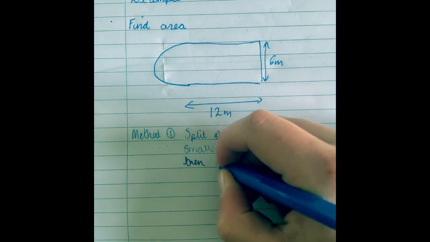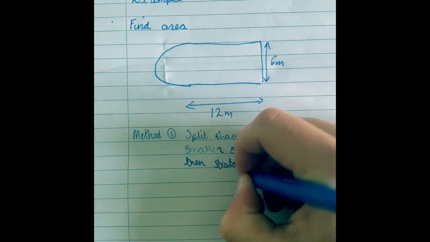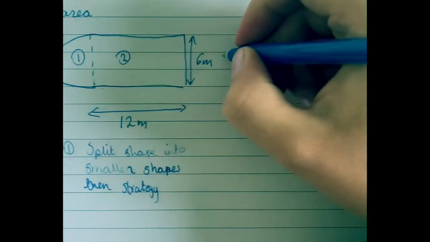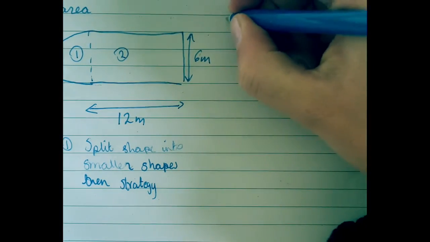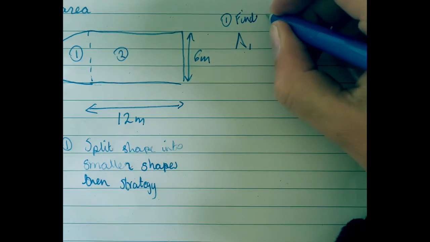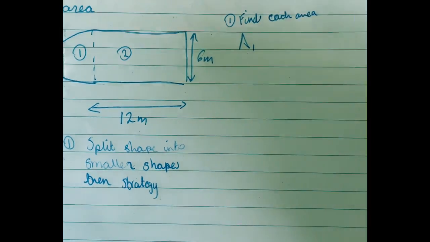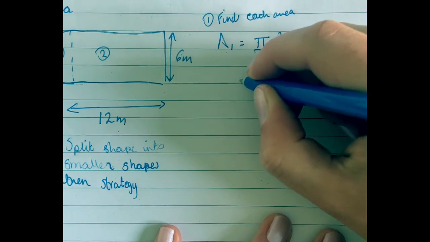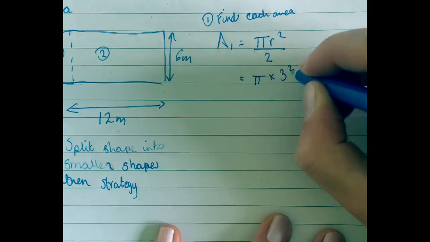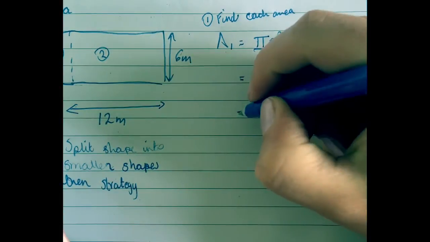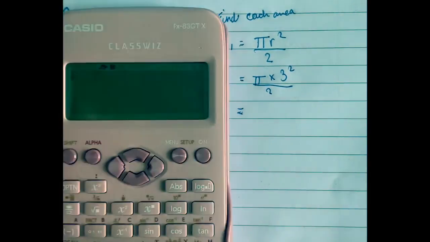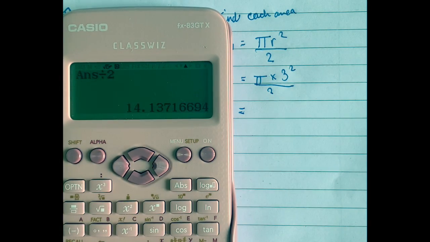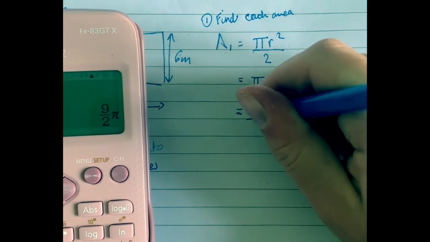Normally I'd probably do method 2, but I'm going to show you method 1 anyway. Right, we're looking at actually how to do this. So we're splitting the shape up into 2 parts, and then we're going to find the area of each individual part. Now, as ever, when we're finding the area of a shape, we've got to have formula, working, and answer with units. So I've got my formula for the area of the semicircle, which is pi r squared over 2. Then I'm going to put my values in, and then I'll put it into the calculator. And what you can see is I'm going to keep it in terms of pi.